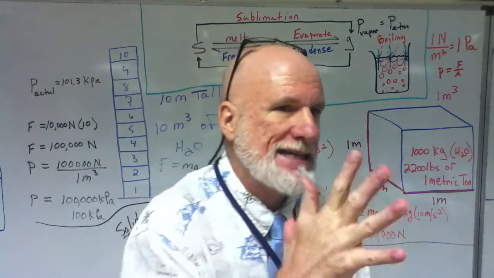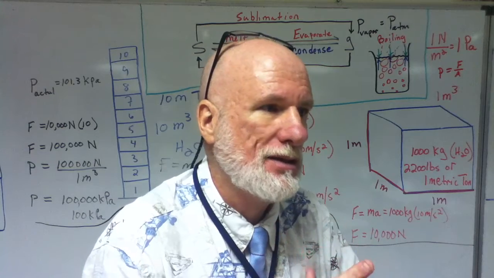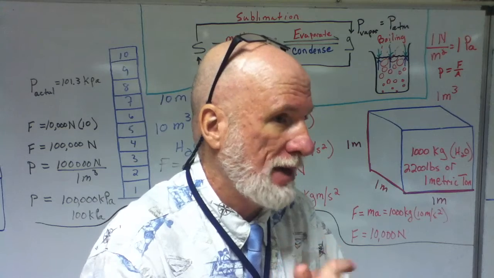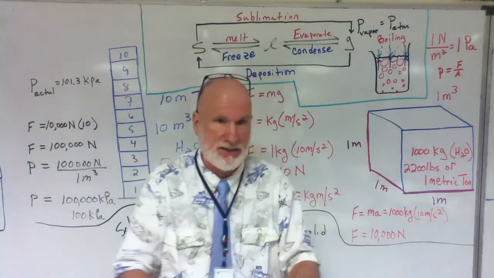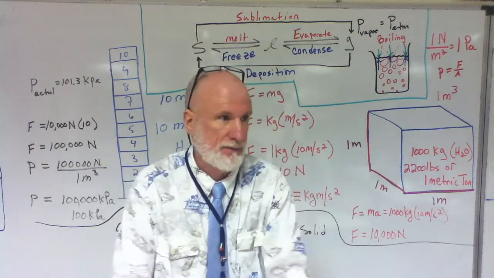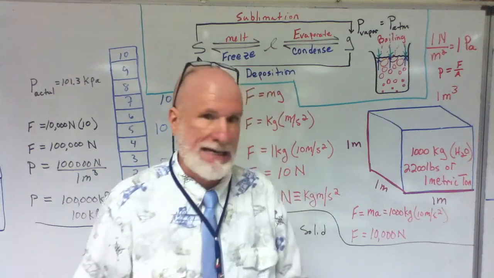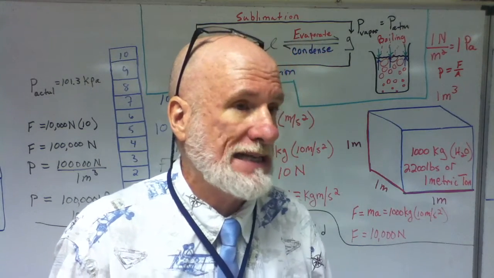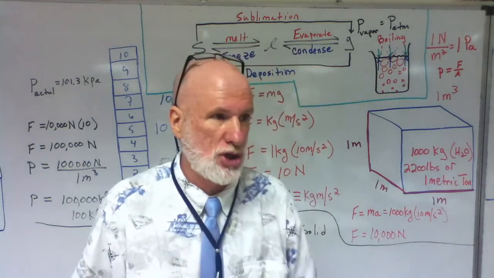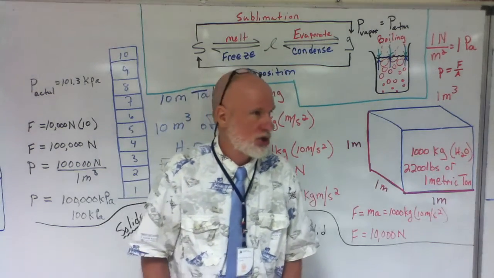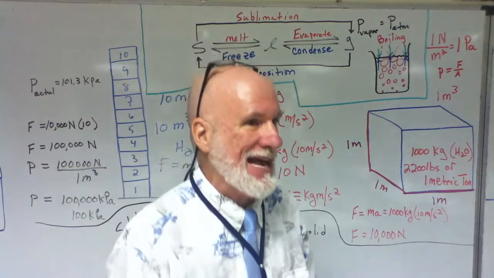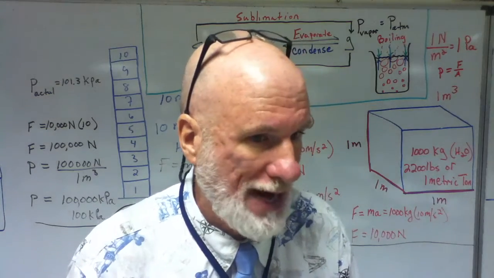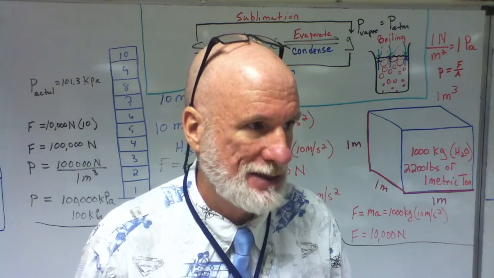So it's going to be 10,000 newtons. And what's the area of the bottom of this tank? I didn't ask for the volume of that 1 cubic meter. What is the area of the bottom of that 1 cubic meter? 1 square meter. So it's going to be 10,000 newtons per square meter, correct? Is that right?